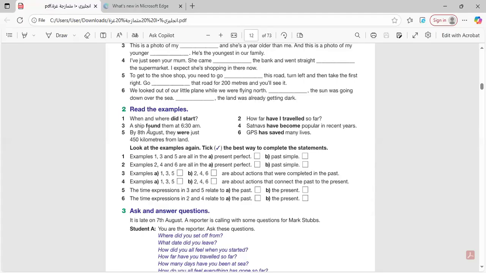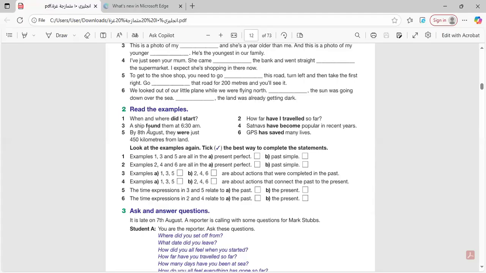Examples 1, 3, and 5 here on the left side, guys, are all in the present perfect or past simple. What do you think? Yeah, it's past simple, right? Did, found, where. Examples 2, 4, and 6 are in the present perfect or past simple. Let's see. Yeah, have traveled, have become, has saved. Yes, guys, good job. It's present perfect, right? Examples 1, 3, and 5, or 2, 4, 6 are about actions that were completed in the past. What do you think? Yes, 1, 3, and 5. Yes, it's action completed in the past.